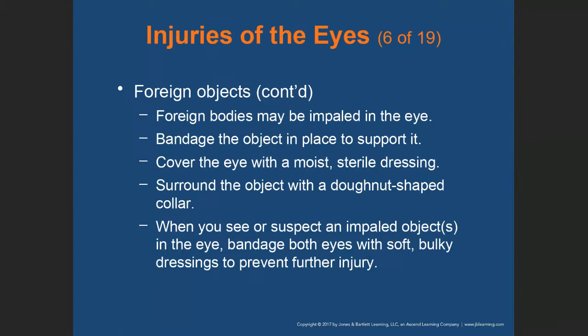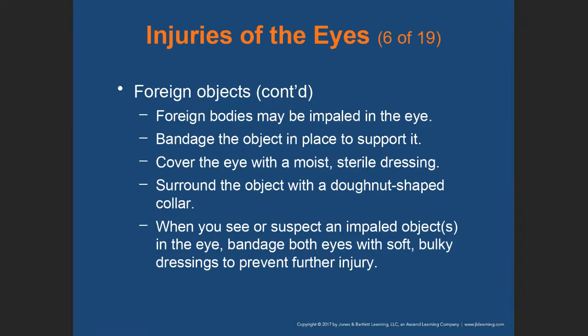Foreign bodies may be impaled in the eye. If there's a foreign body impaled in the eye, we're not going to try and remove it. We're going to try and secure it in place with bulky dressing or a donut style dressing. And you can use a triangular bandage to create a donut. We can play around with that in the face-to-face session.